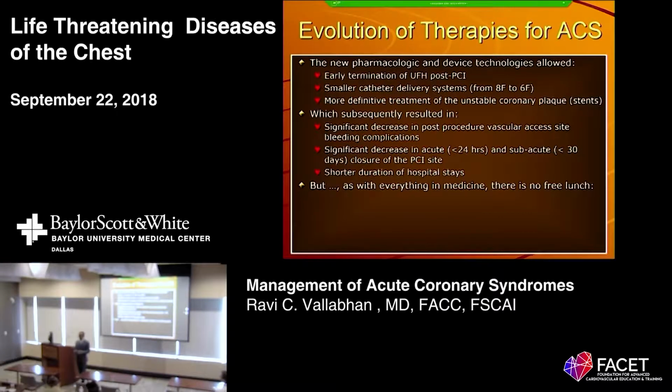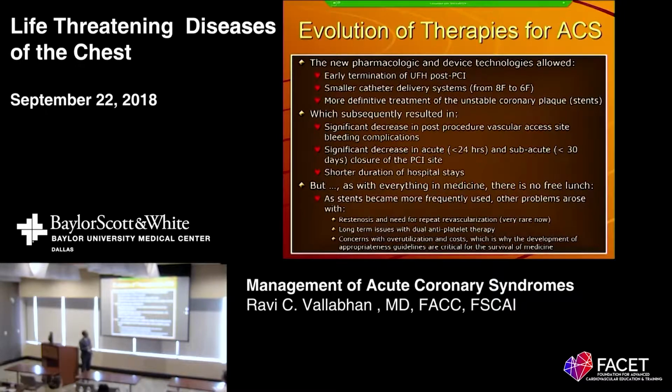But as with everything else, there is no such thing as a free lunch in medicine. As stents became more frequently used, we had problems with restenosis and repeat revascularization, which with our current third generation drug-eluting stents has dropped dramatically to well less than 5%. There are also long-term issues with dual antiplatelet therapy and concern with overutilization and costs, which is the whole reason for appropriate use guidelines.